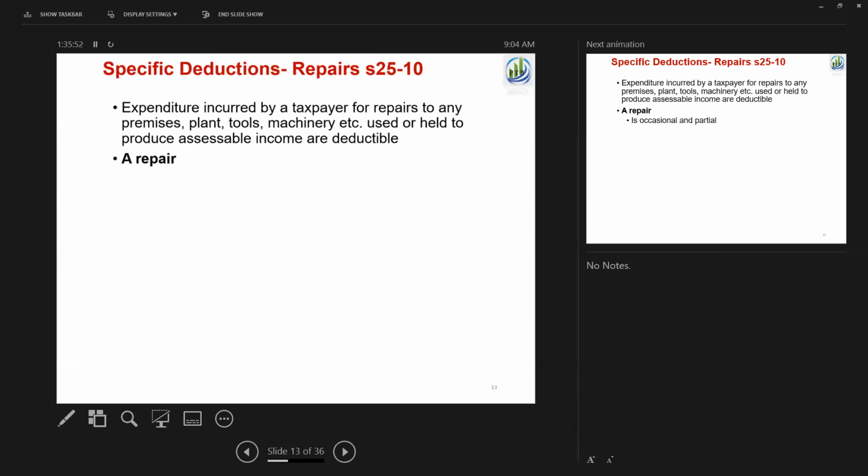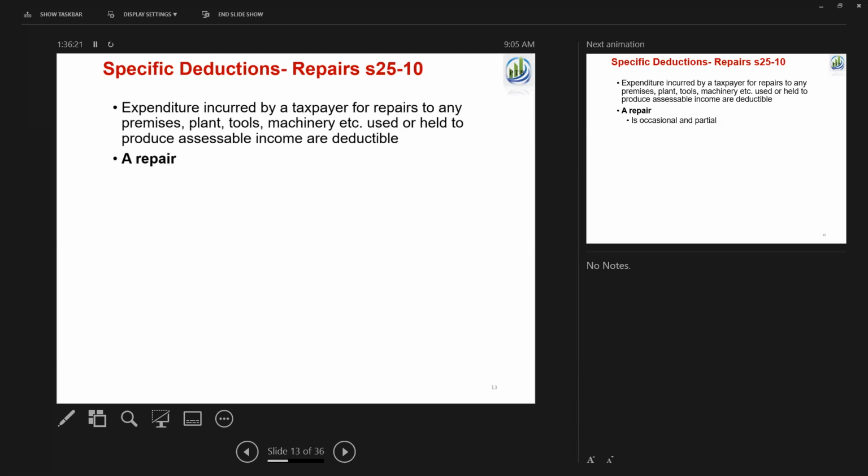Repairs for your plant and equipment, your capital assets, normally you do some repairs. If you do the repairs, they will be deductible immediately. However, if the repair is an improvement, it cannot be deductible immediately. You must use the depreciation rule and deduct over time.